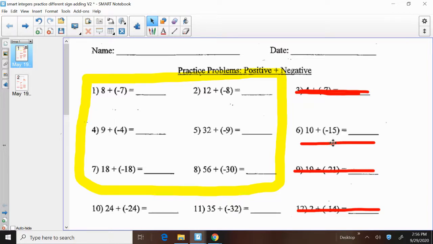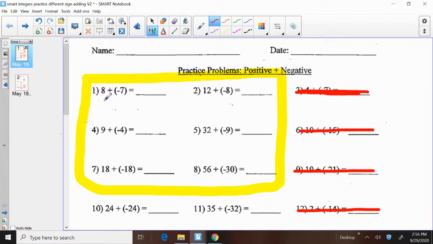So we're just going to do the ones that give us just your basic subtraction problem. So 8 plus a negative 7 really becomes 8 minus 7, because when we add a negative, we're really subtracting. So 8 minus 7 is 1.